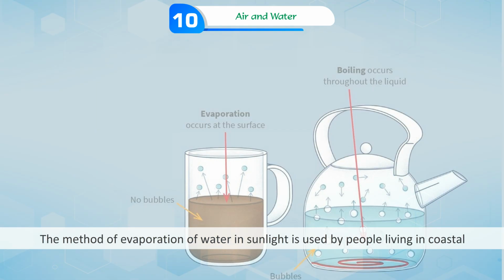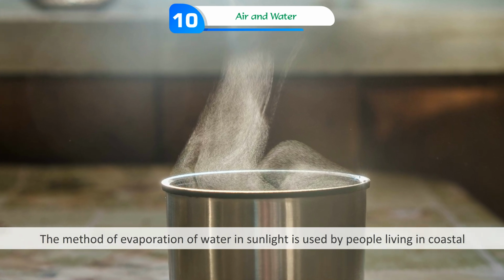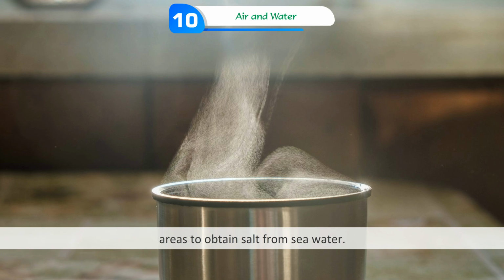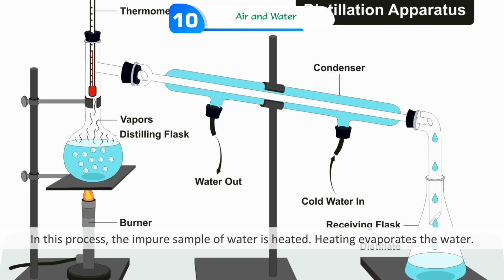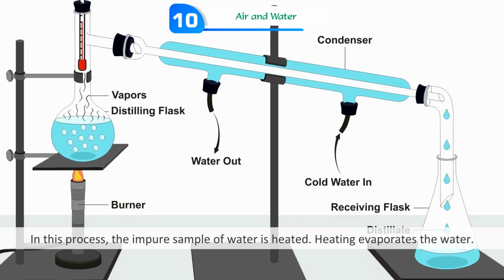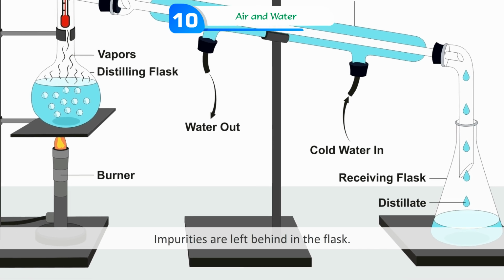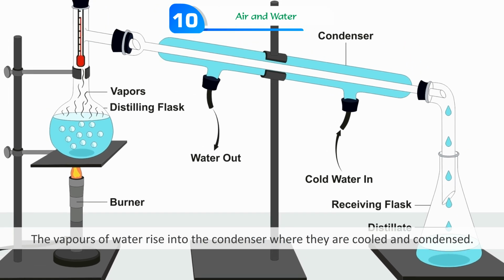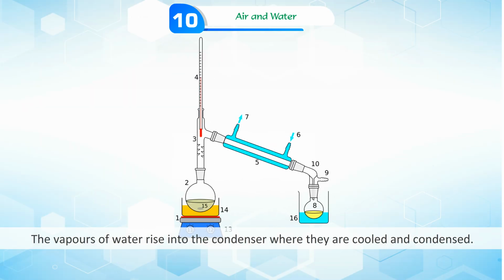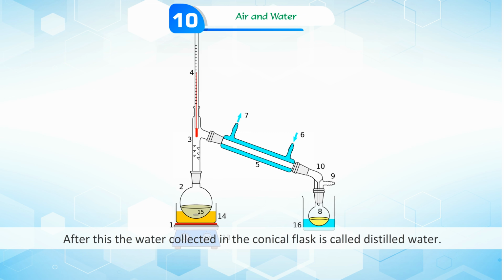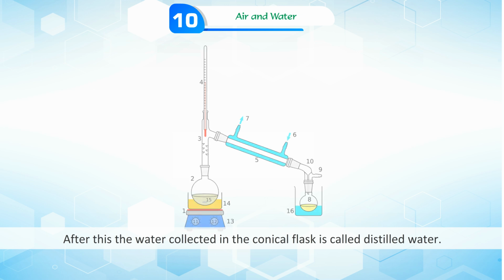The method of evaporation of water in sunlight is used by people living in coastal areas to obtain salt from seawater. Distillation. In this process, the impure sample of water is heated. Heating evaporates the water. Impurities are left behind in the flask. The vapors of water rise into the condenser where they are cooled and condensed. After this, the water collected in the conical flask is called distilled water.